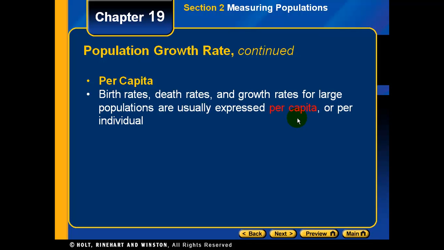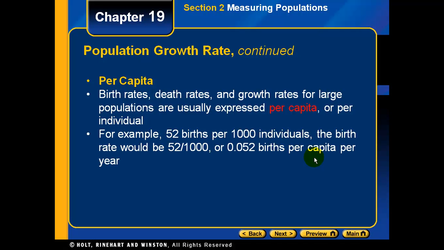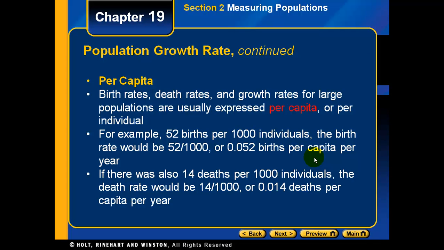Another concept is per capita. Per capita just means per person. Birth rates, death rates, and growth rates for large populations are always expressed per capita, which means by person. For example, if we have 52 births per 1,000 individuals, the birth rate would be 52 divided by 1,000, or 0.052 births per capita per year. If there were also 14 deaths per 1,000 individuals, the death rate would be 14 out of 1,000, or 0.014 deaths per capita per year.